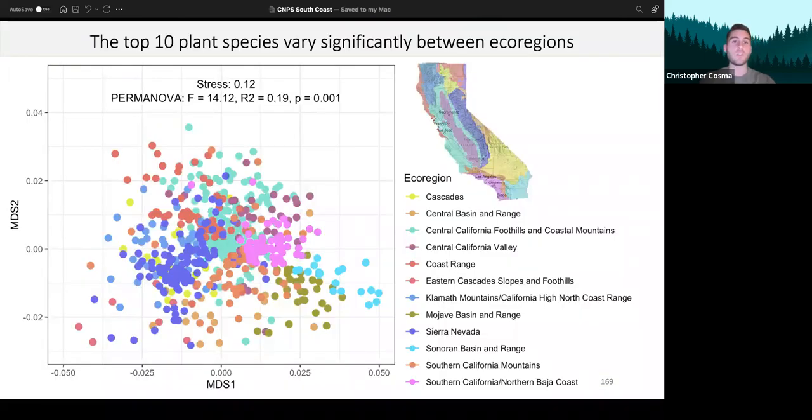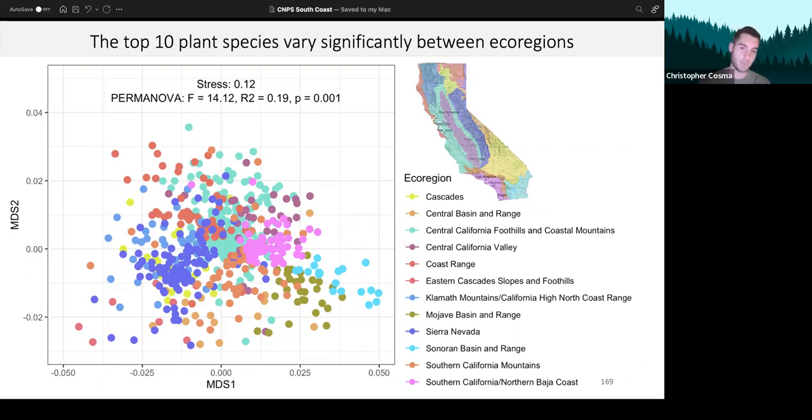Now, the importance of doing this is not just because we know that we have different plant species in Northern California than we do in Southern California, and we have different Lepidoptera species in Northern California than we do in Southern California, but also that the composition of these top 10 species, so just our most important species, varies significantly between different locations and ecoregions in California.